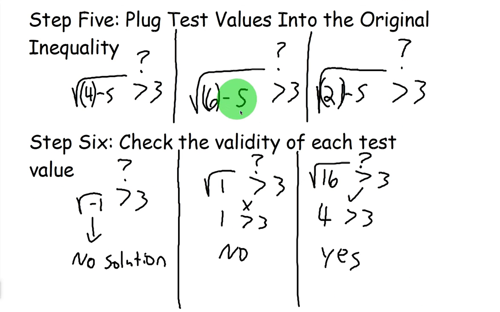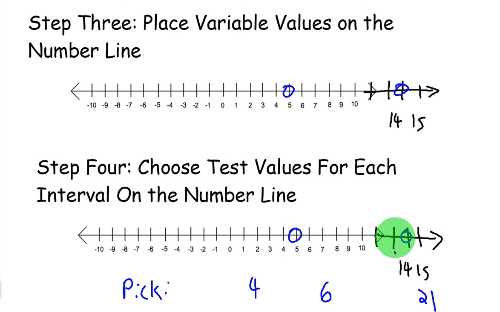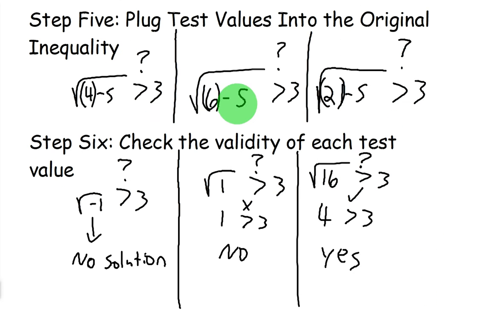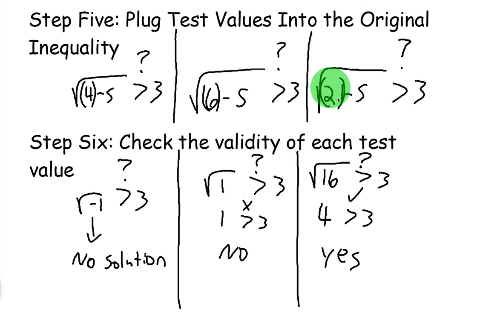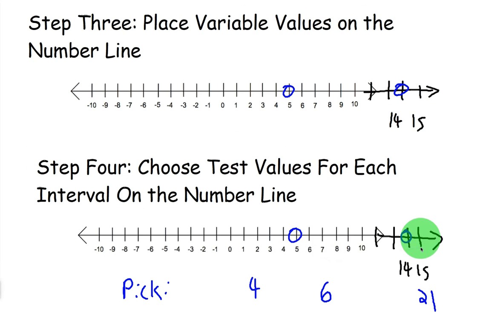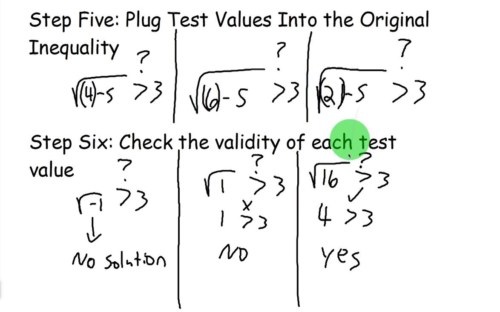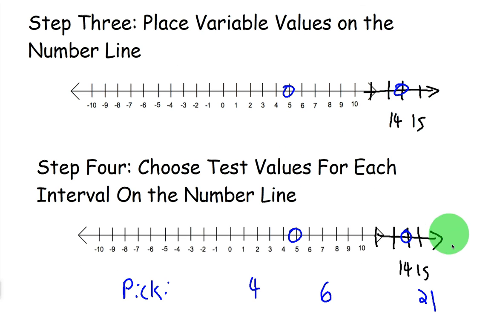If I go between 5 and 14, I'm going to plug in 6. The square root of this is going to be 1. The square root of 1 is 1. That's not bigger than 3. So I'm not going to shade this part of the number line either. And finally, we're going to plug in 21, which is to the right of 14, bigger than 14. We get the square root of 16, which is 4. And yes, it is bigger than 3, which tells us we're going to shade to the right of 14.